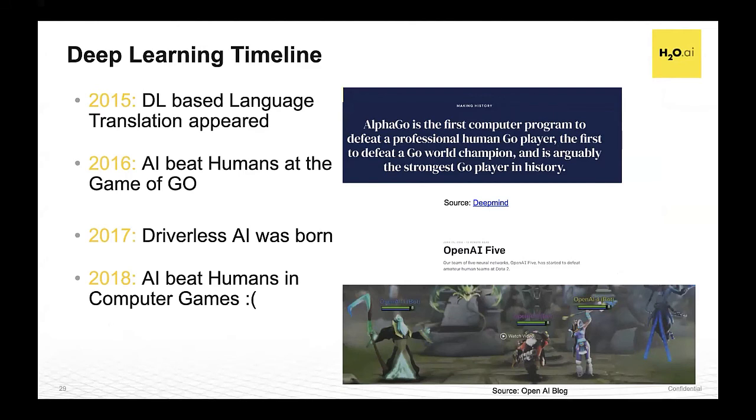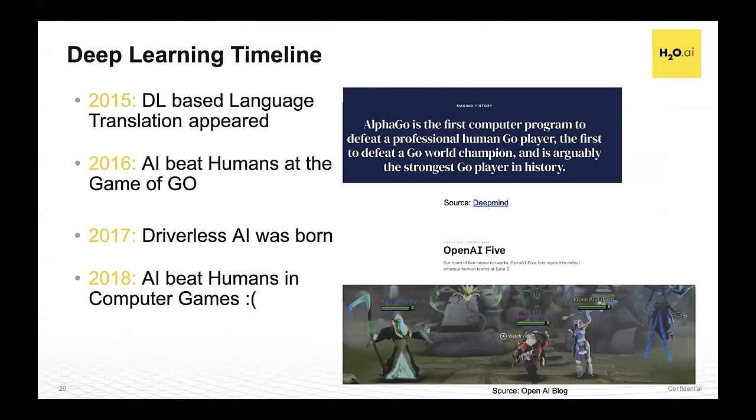But that wasn't enough. That wasn't just the few examples. In 2015, deep learning based language translation models started to appear. Many online translation services switched to deep learning and showed much better results.